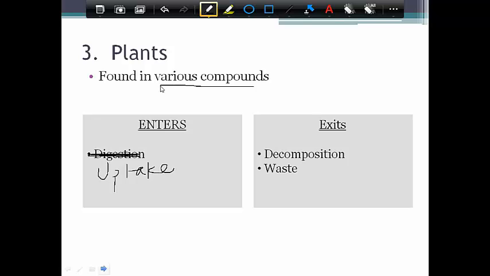How do we get it out of plants? Well, plants do go through waste processes which remove nitrogen. Also, when they decompose, the nitrogen goes back into the soil. I'm going to erase this and move on.